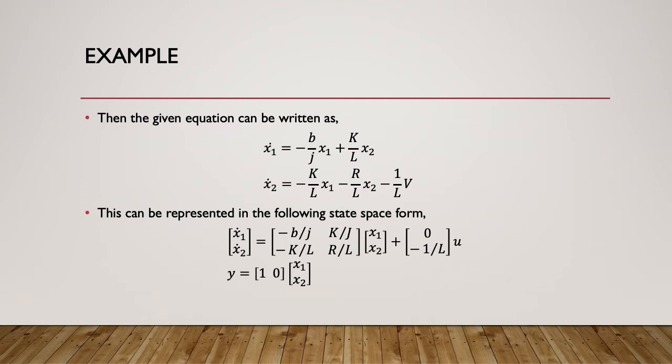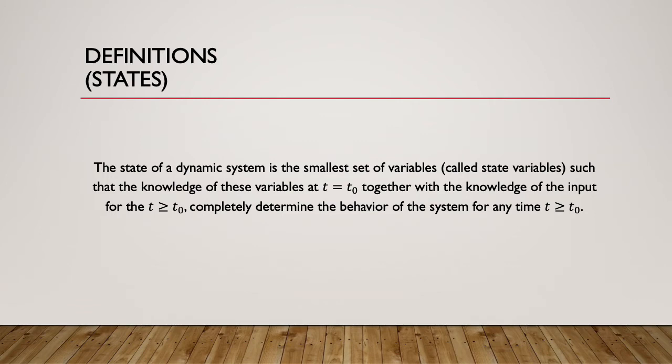This is the typical representation of state space analysis. The design of any system can be modeled in this matrix form. So what are the definitions? The state of a dynamic system is the smallest set of variables such that the knowledge of these variables at t equals t0, together with the knowledge of the input for t greater than t0, completely determines the behavior of the system for any time t greater than or equal to t0.